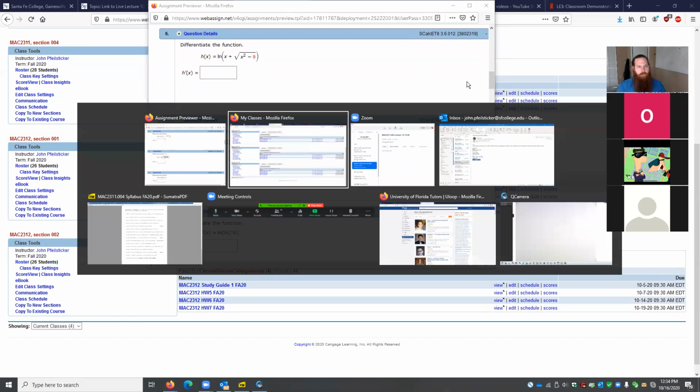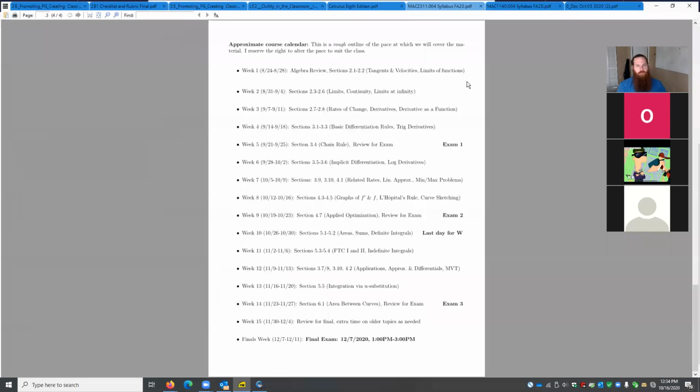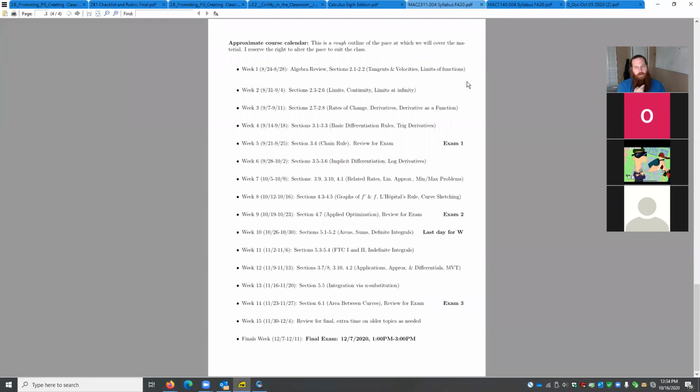So the study guide, let me see, we have a few sections to cover before the exam. The study guide I'll release once we're ready for the test. That will be when we complete section 4.7 on applied optimization. This will probably be next week. So right now we've finished up with related rates. The linear approximation section is very short. Then min-max, graphs of f and f prime, L'Hopital's rule, curve sketching section. I think we'll get through all of that next week.